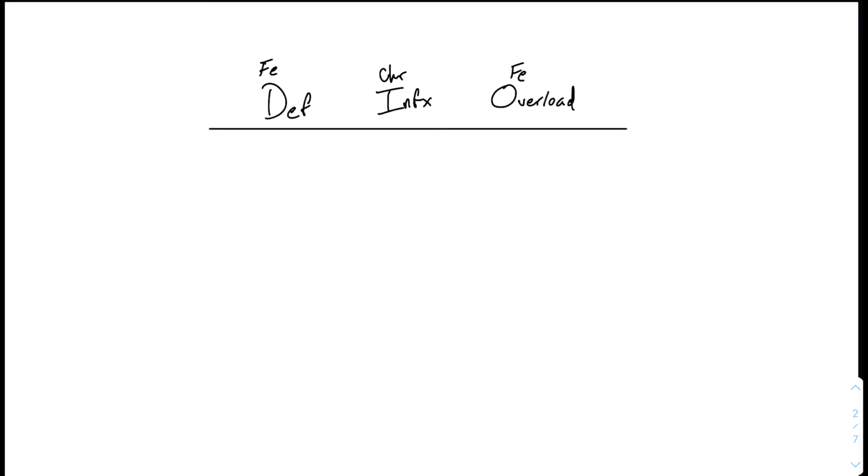Alright, so when constructing the table, we're going to remember the letters D, I, and O. And these stand for iron deficiency, chronic infection, and iron overload. And now we're going to be getting the four rows. So we're going to remember F, T, and then S and S. And so these stand for ferritin, transferrin, serum iron, and percent saturated transferrin.